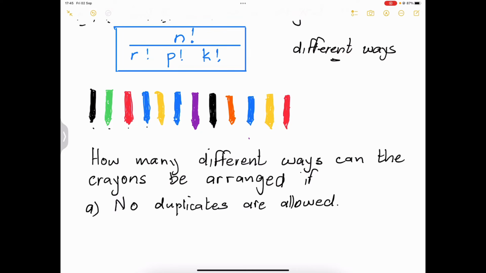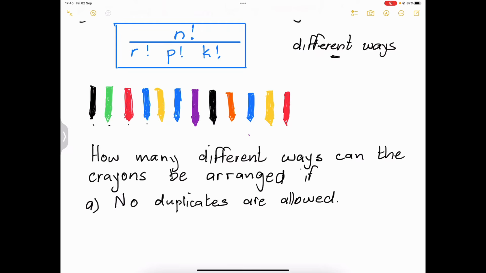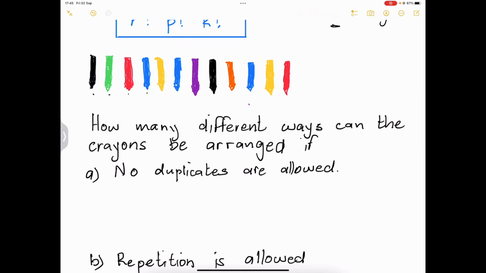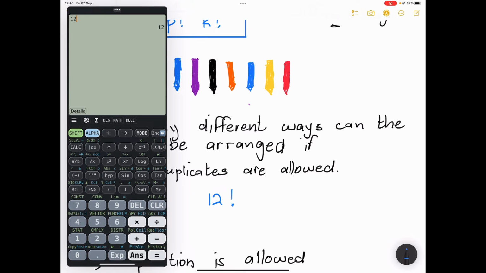So what are we going to do in this case? If duplication or repetition is allowed, how many ways can we possibly arrange? How many arrangements can we have? Well, we know we've got 12, so that would simply be 12 factorial ways. Now, let's see. If you took 12 factorial, there we go. Oh, that's a very huge number. So that would be what? 479 million.